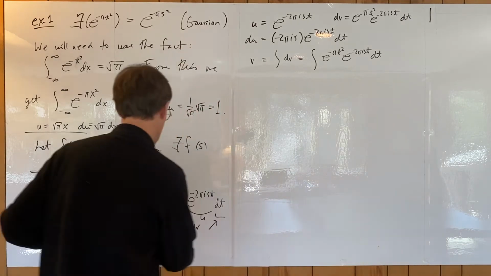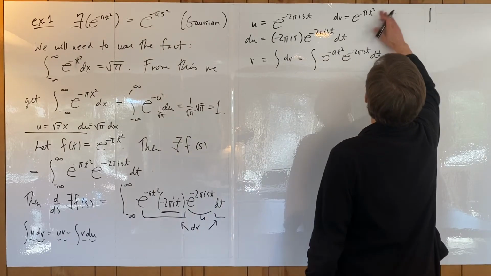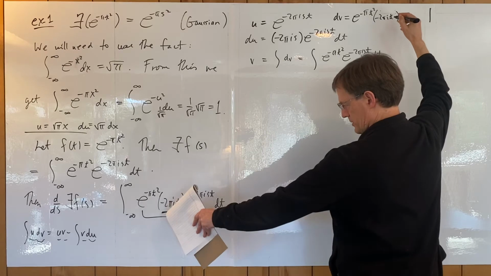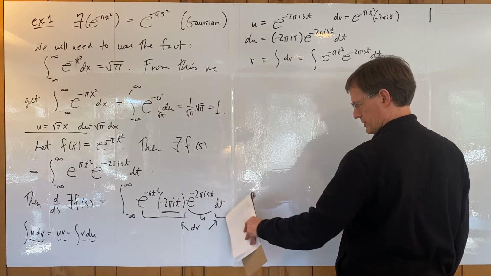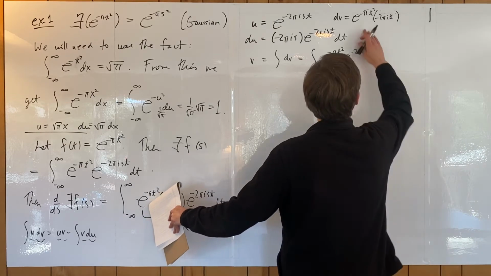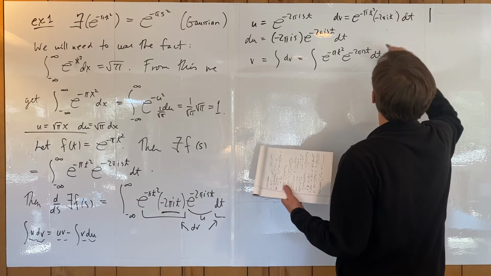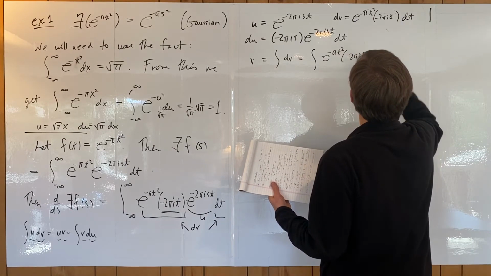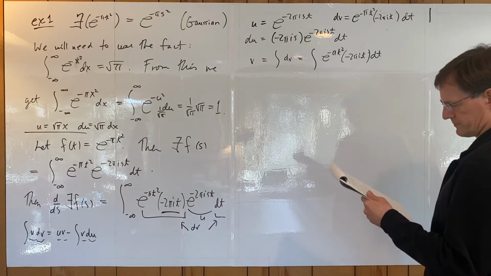I missed this one, sorry. I should have also the minus 2 pi i t there. That comes in there. I was just gluing the wrong pieces together. So it's this, and then minus 2 pi i t, and then dt. Okay, so then this part is just minus 2 pi i t dt.